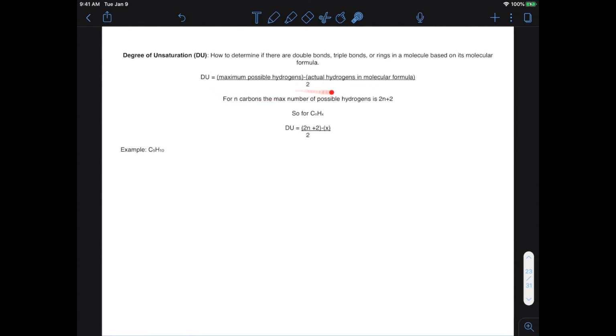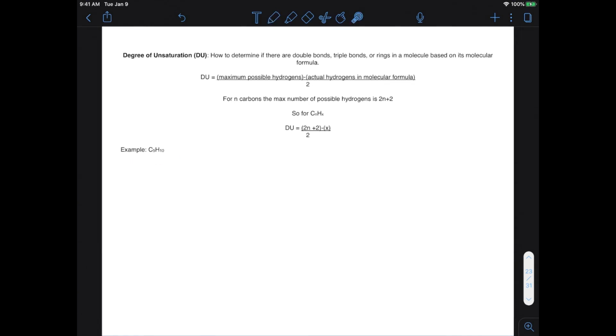And this is another example of the few math equations, quote unquote, that we'll have in the semester. The way to figure out degree of unsaturation is by taking the maximum possible number of hydrogens in an organic molecule, subtracting the actual hydrogens that exist in the molecular formula, and dividing it by 2. Each degree of unsaturation means that there is 1 pi bond or 1 ring in the molecule. So let's take a look at this example here.